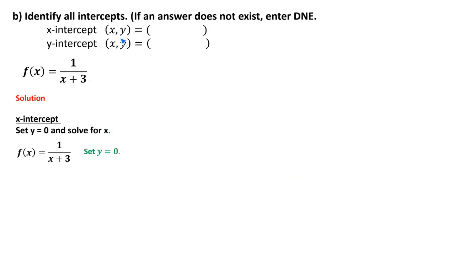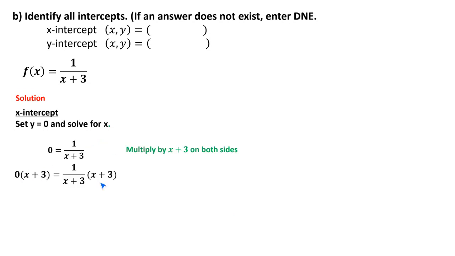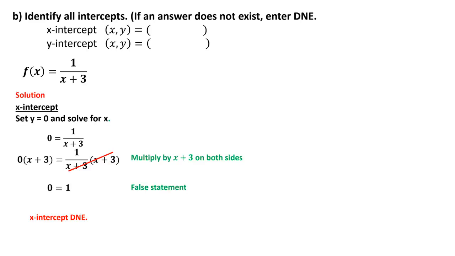So now for letter B, identify the intercepts. For the x-intercept, we're going to set y equal to 0 and solve for x. So if y is equal to 0, we get 0 is equal to 1 divided by x plus 3, multiplied by x plus 3 all the way across. So 0 times x plus 3 is 0. And x plus 3 times 1 over x plus 3, they cancel each other. So we get 0 is equal to 1, which is not true. So we say that there's no x-intercept.